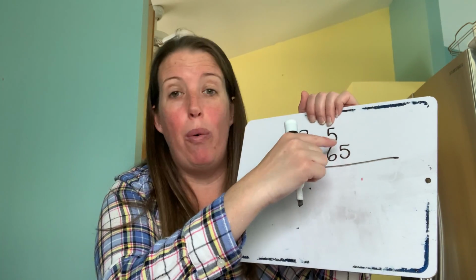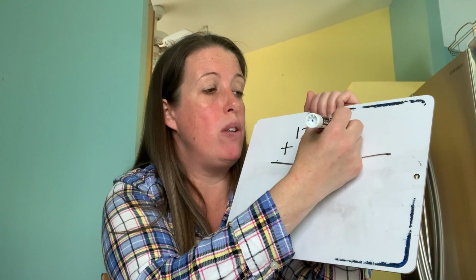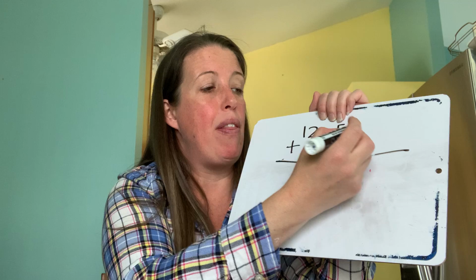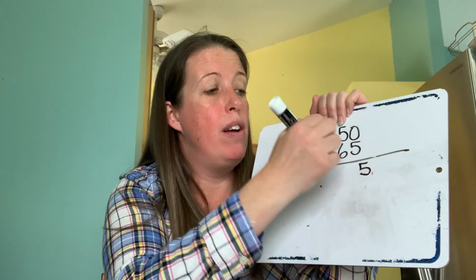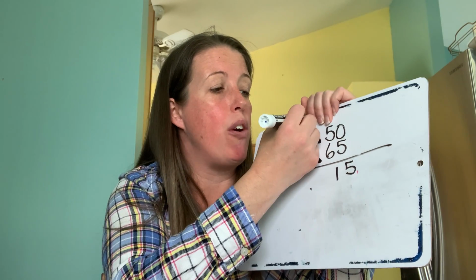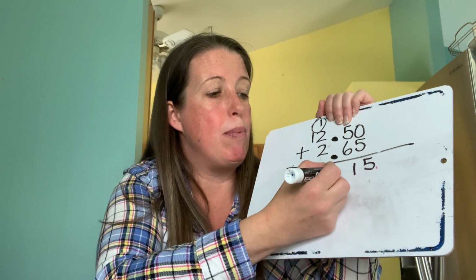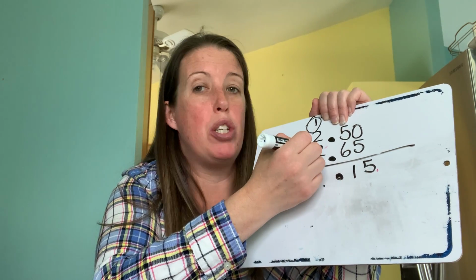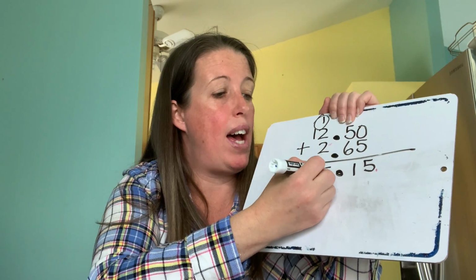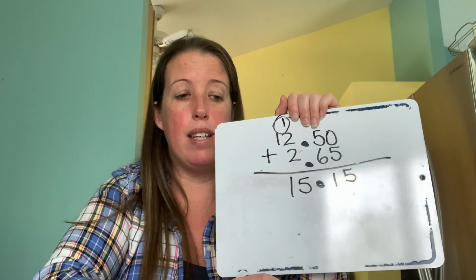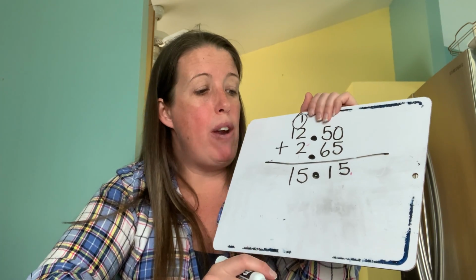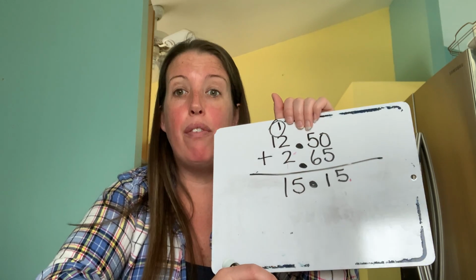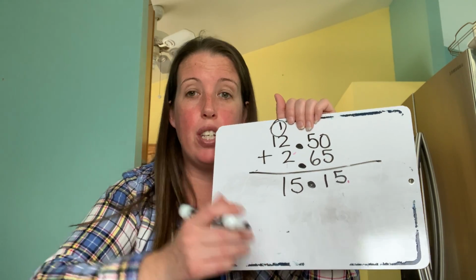My next thing, I always like to make sure I have the same place values, so I'm gonna put a 0. Add them up, 0 plus 5 is 5, 5 plus 6 is 11, carry the 1. Decimal, decimal, decimal. 2 plus 2 is 4, plus 1 more is 5, and then 1 plus nothing is 1. So her hair now is 15 and 15/100 inches.